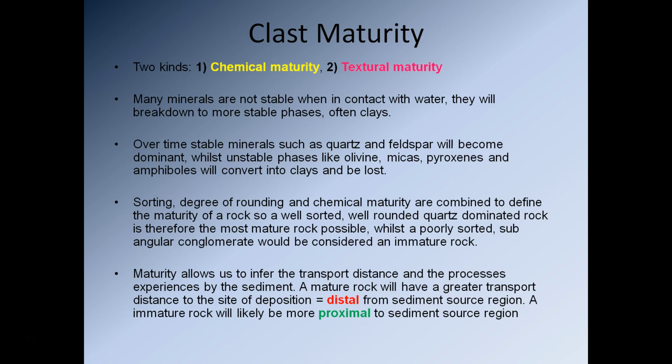So maturity allows us to infer the transport distance and the processes experienced by a sediment. A mature rock will have a greater transport distance from the site at which the sediment was formed, and so that's referred to as a distal sedimentary rock. So the sediment's been transported a long distance from the source region. In contrast, a proximal sedimentary rock is formed from a sediment that's only been transported a short distance from the source region. And we gauge this level of maturity based on both textural maturity and chemical maturity.